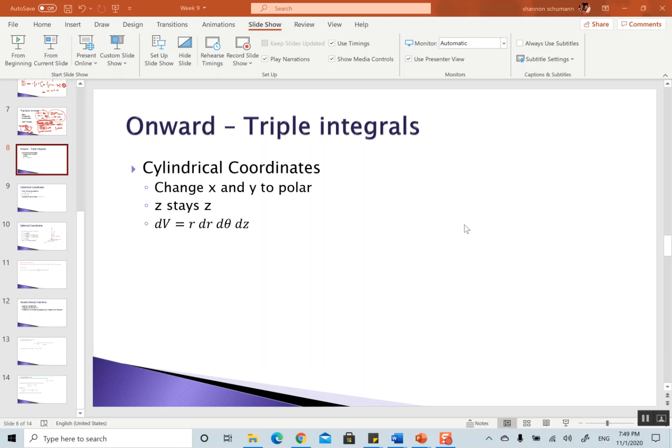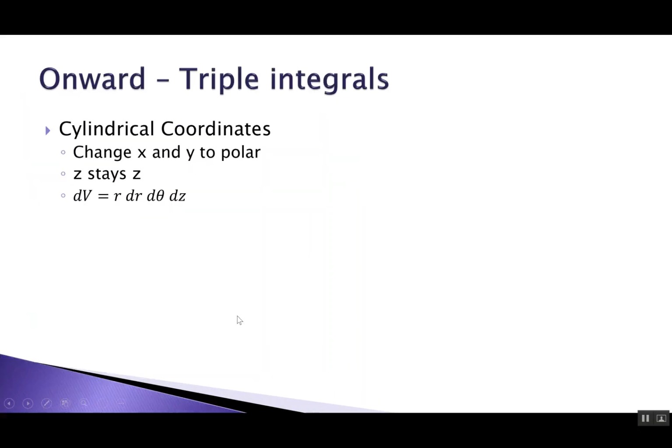Okay, onward to triple integrals. In triple integrals we have two coordinate systems. We'll look at both of them separately. The first one is cylindrical coordinates, and then we'll go on to spherical coordinates. Cylindrical coordinates are really just a three-dimensional extension of polar coordinates.